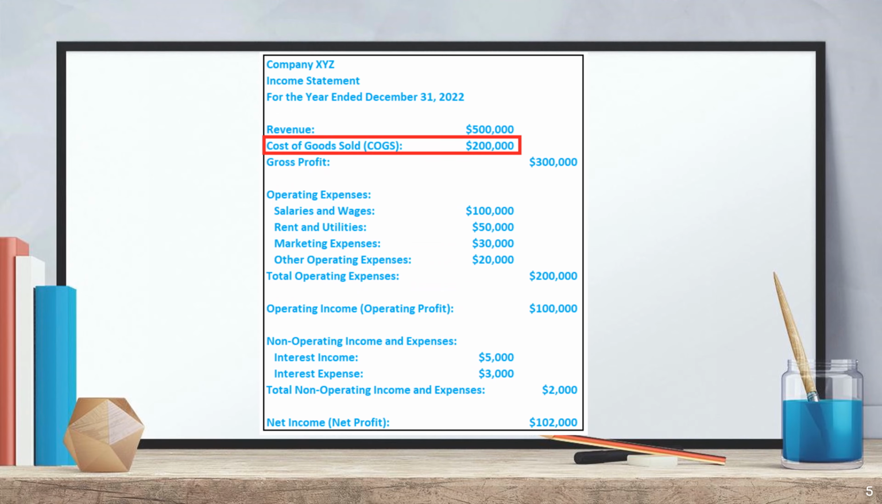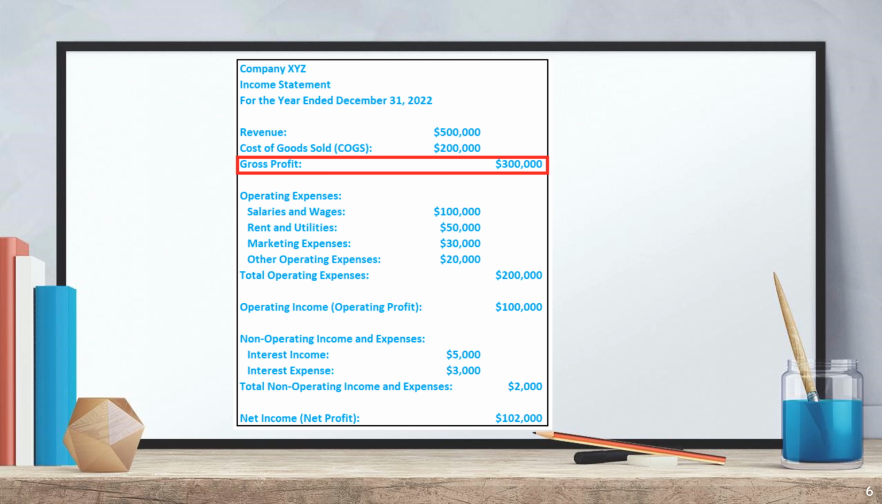Moving down, we come across the Cost of Goods Sold, or COGS. This section represents the expenses directly related to producing or delivering those products or services. It includes things like raw materials, labor costs, and manufacturing expenses. Basically, it tells us how much it costs the company to make or provide what it sells.